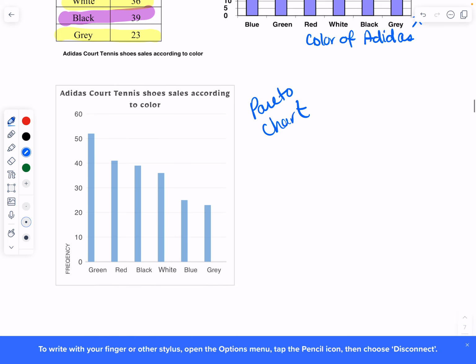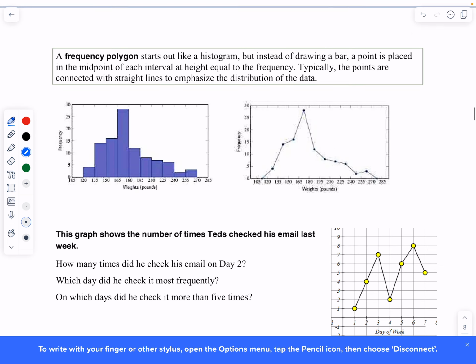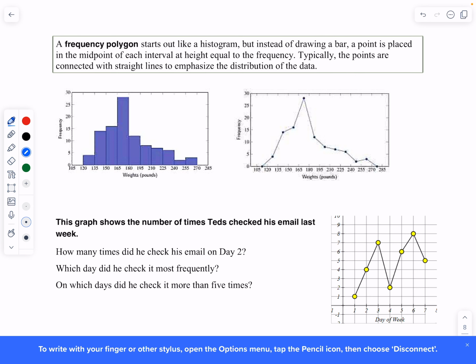All right, next. We're going to look at what's called a frequency polygon. So what these usually start out with is a histogram. So we create a histogram. Remember, a histogram is a bar chart with all those bars touching each other. But instead of drawing a bar, a point is placed in the midpoint of each interval at the height equal to the frequency. Typically, the points are connected with a straight line to emphasize the distribution of data.